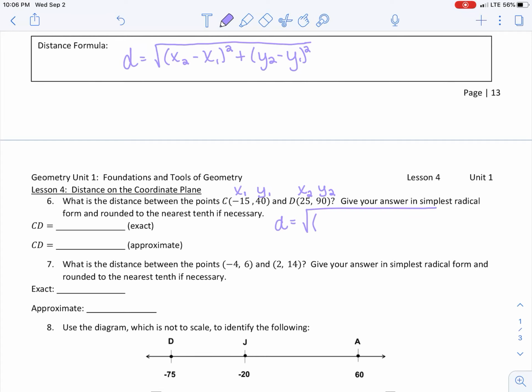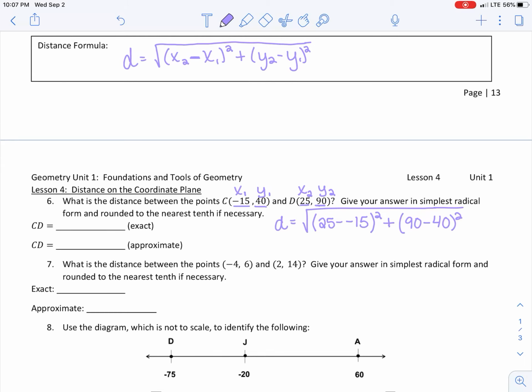So we're going to say x2 is 25 minus, because we have our minus sign here, our x1, which is negative 15. We can end that parenthesis and we square that whole thing. Okay. Then we're going to say plus our y2 is 90 minus our y1, which is 40. And we square that entire quantity. Okay, so really we're just plugging in the numbers that we know our x and y values are.